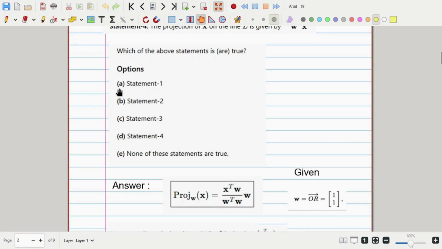Options are A. Statement 1, B. Statement 2, C. Statement 3, D. Statement 4, E. None of these statements are true.